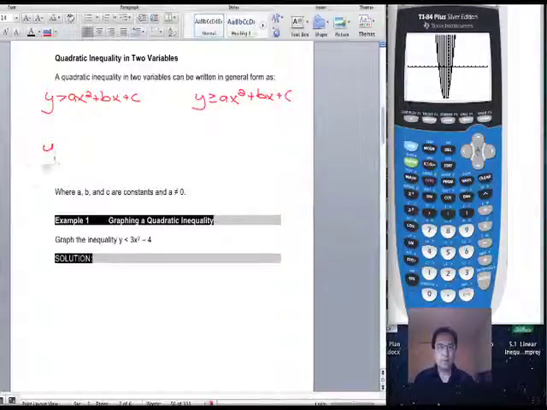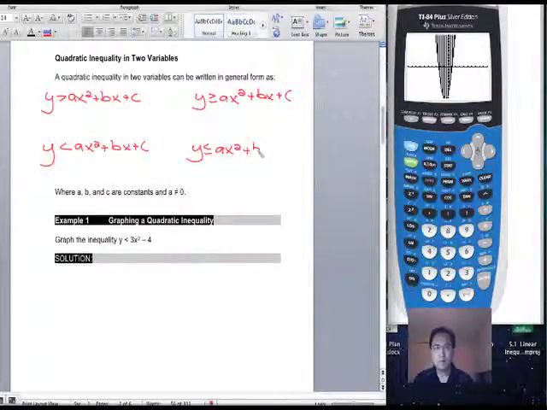And you guessed it, on the other end, y is less than x squared plus bx plus c. Y is less than or equal to ax squared plus bx plus c. Notice that a, b, c are constants and a cannot equal 0, because if a equaled 0, then it would turn it into a linear inequality.